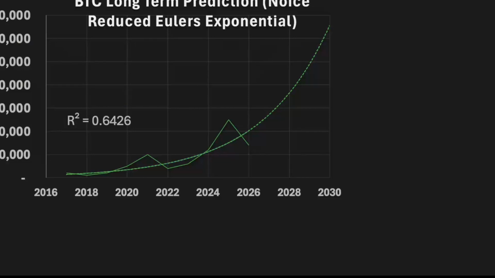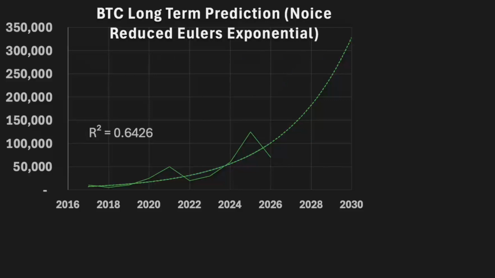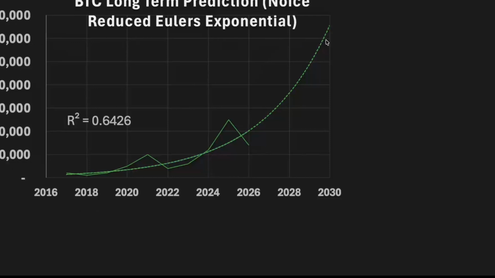Let's start with this case. This is a Bitcoin forecasting model I've covered in other videos. It's called a noise-reduced Euler's exponential. It's a super smart way to do forecasting, but that's not the topic for now. Let's just say that I believe somewhat in this model, and therefore I am going to pretend that I'm going to buy Bitcoin now, and we say we're at 60K. And this model says we will be at 300K in about 3 years, maybe 3.5. Doesn't matter really.